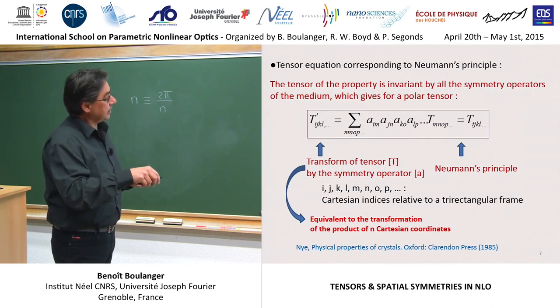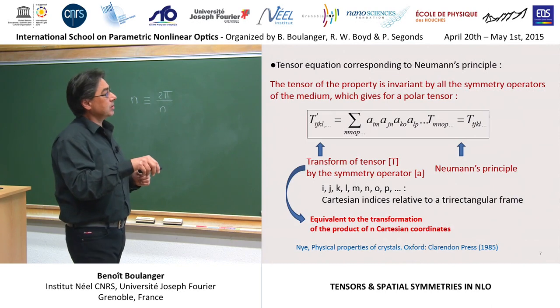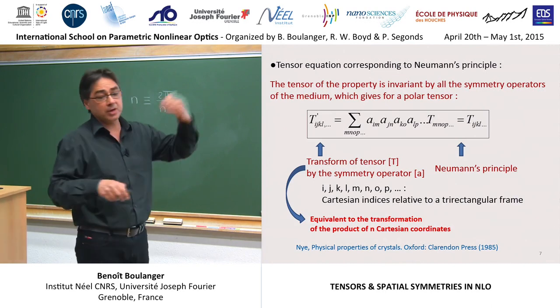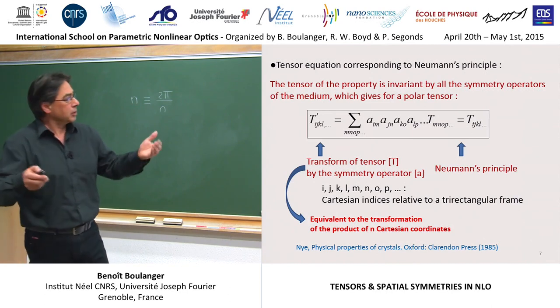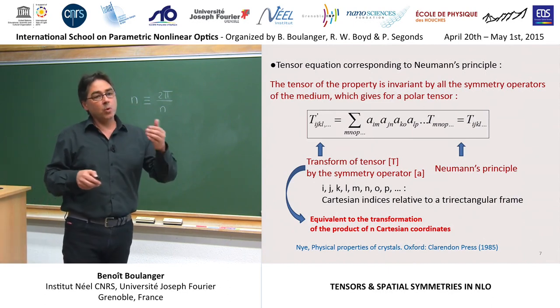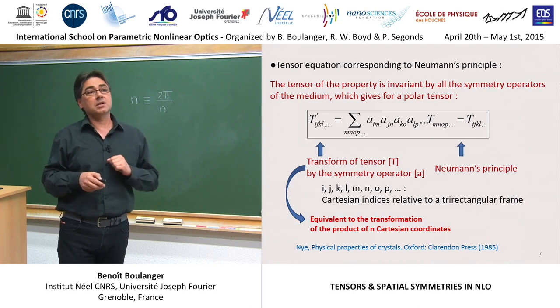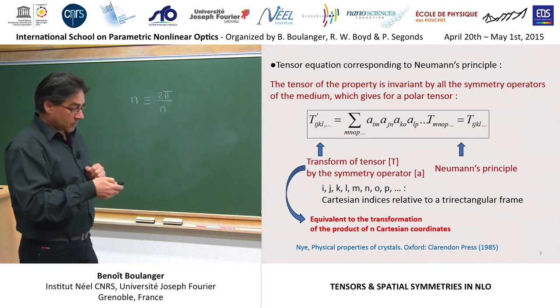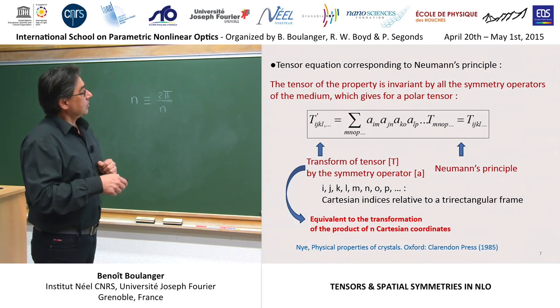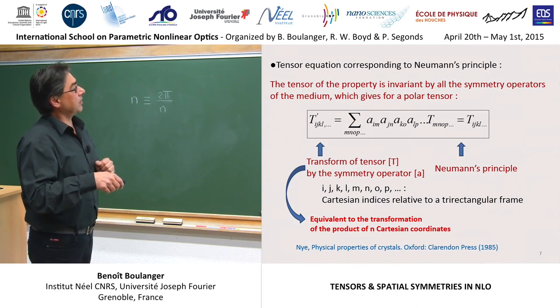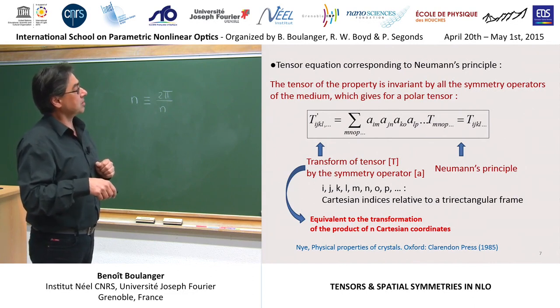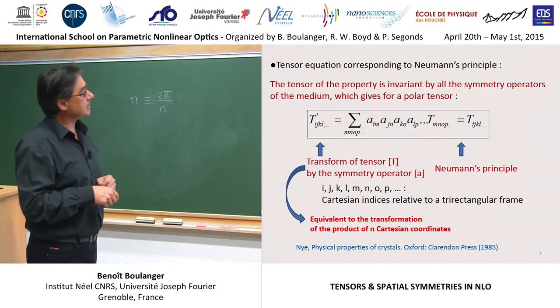These indices are relative to a true rectangular frame, so we are going to see that for our purpose in optics or nonlinear optics, this frame will be the dielectric frame. You also have to know that the transformation of a polar tensor is equivalent to the transformation of the product of n Cartesian coordinates. We will see that later.